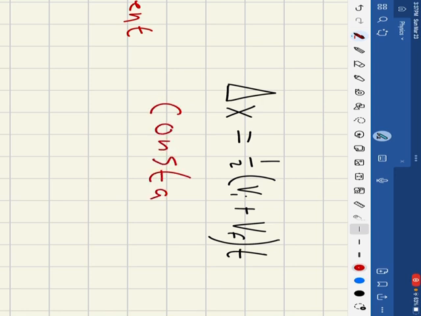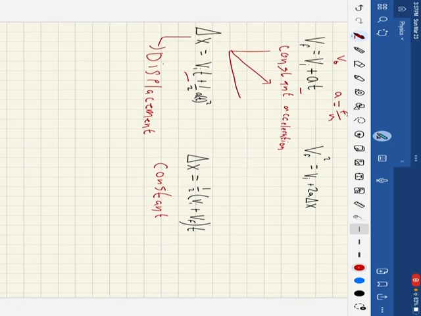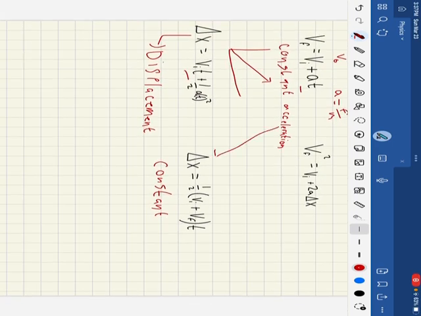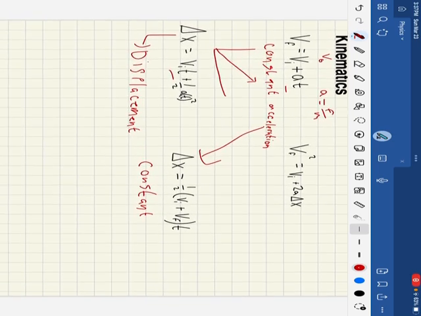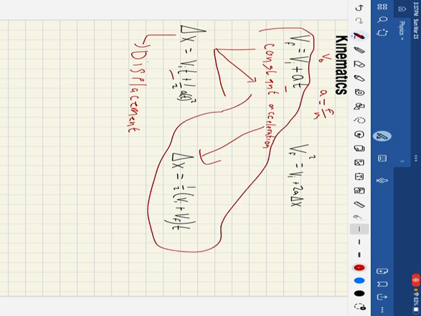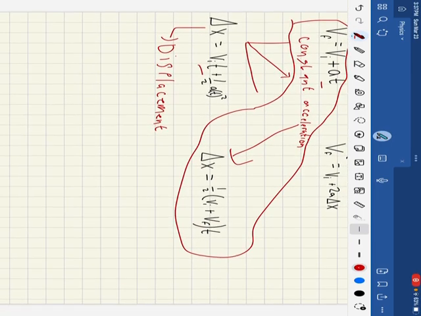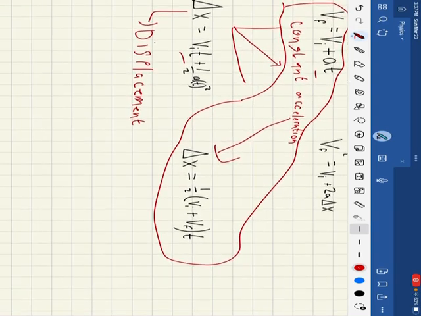So these two equations, this equation and this equation up here, both assume constant acceleration for them to be able to work. But this is just another way to solve for displacement if you're given velocity initial and velocity final.